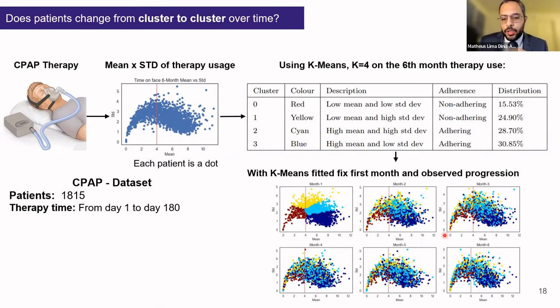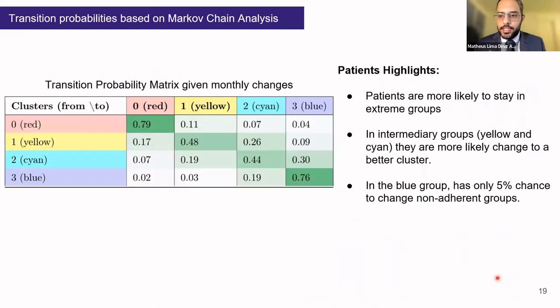And although it's not very clear in this visualization, we saw that patients in the red clusters and the blue clusters tend to stay there. And the ones in the cyan and yellow change a lot between these clusters. So this was a qualitative visualization. And then we also provided quantitative information about how patients change to these clusters.